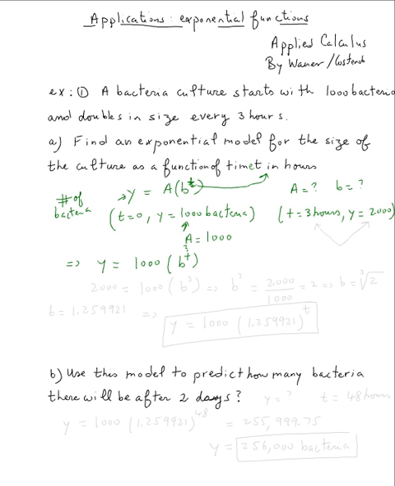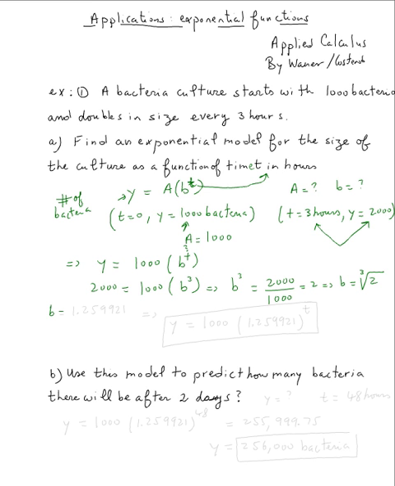How do you find the b? We just plug in the second point, always. The second point says when t is 3, the y is 2,000. So all we need to do now is solve for b. This means that if we divide by 1,000, b cubed is 2,000 over 1,000, which is 2, which means b is the cube root of 2.